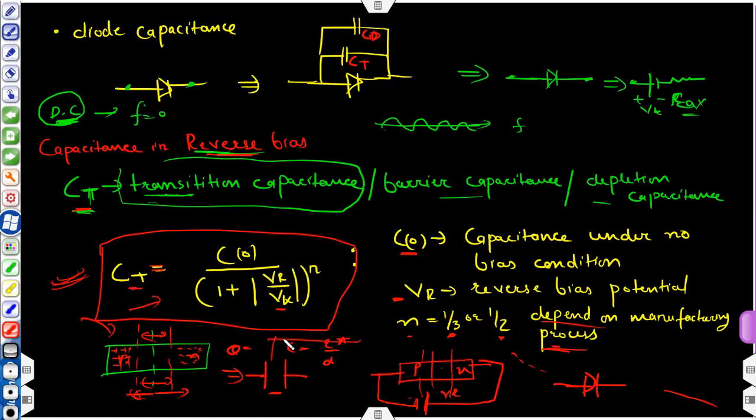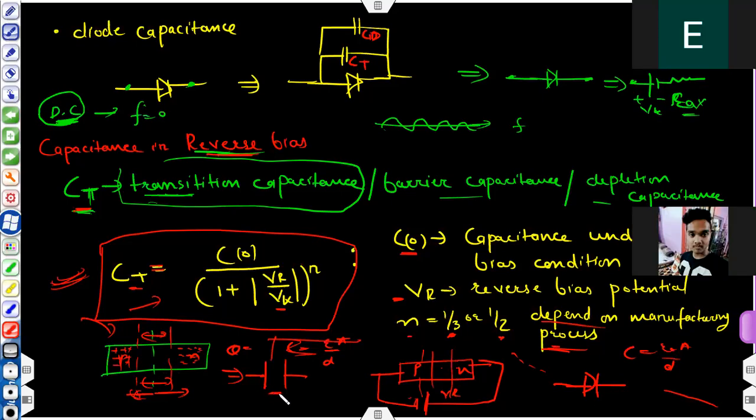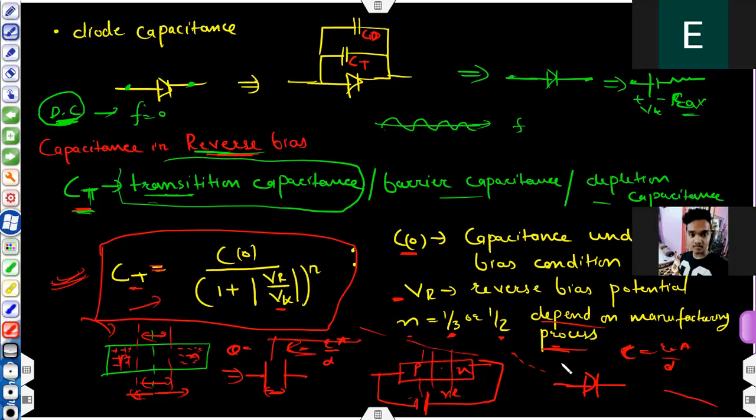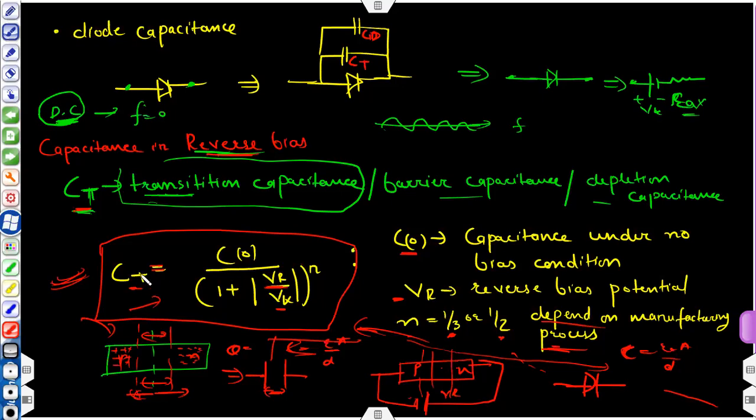And you can use this formula also: C is epsilon naught A by d. If this d is increasing, the distance between these two plates is increasing and the value of C will decrease. So you can correlate these two things. The meaning is the same: if you increase VR, CT will decrease. We will see the graph describing this relation between CT and VR shortly.